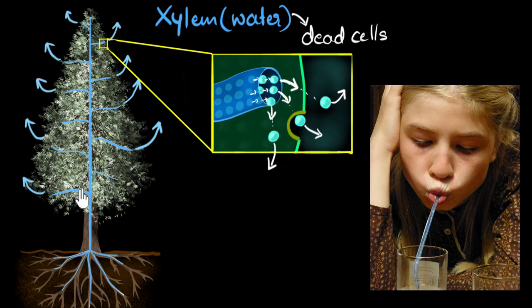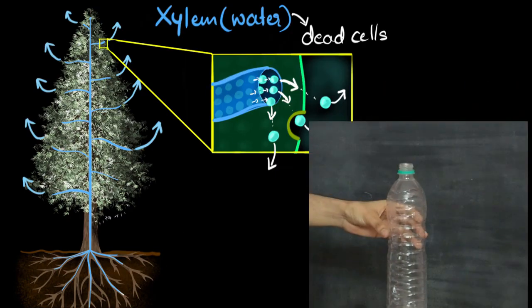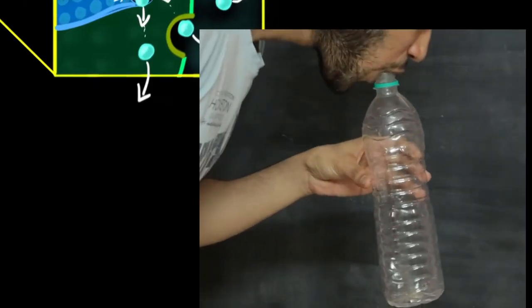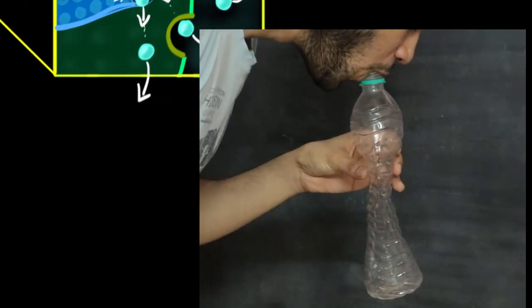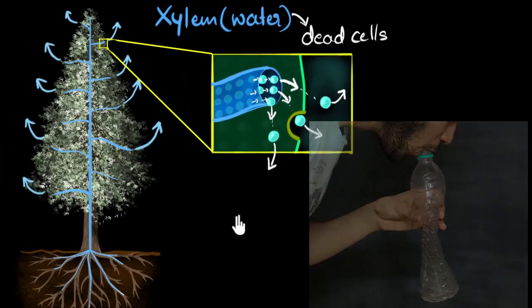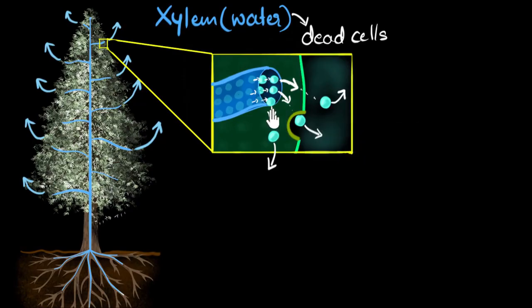And so because there's a lot of suction force within the xylem, the walls of the xylem tissue need to be super thick, thick enough to withstand that force. Now, what do you mean by that? For example, just look at this water bottle. When I start sucking on it, look at how easily the walls collapse. There's a similar suction over here, but way stronger. And so the walls need to be strong enough to not collapse.